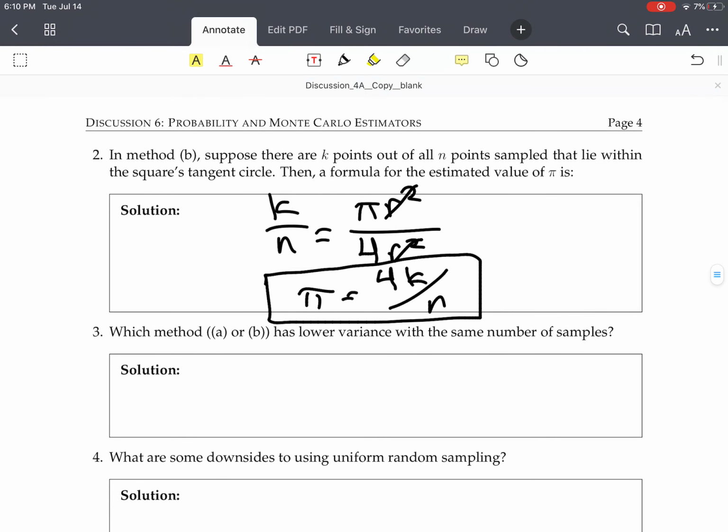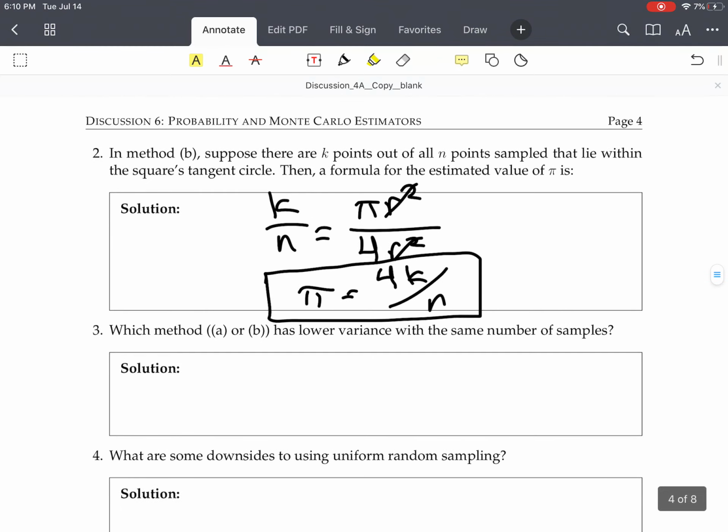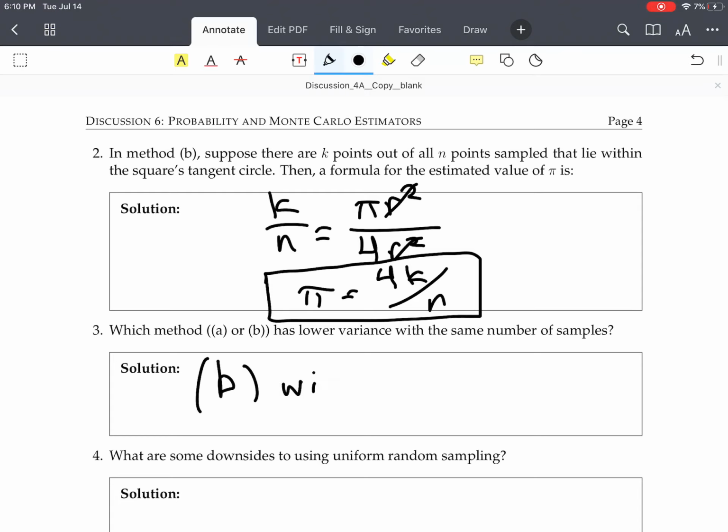Now, number 3. Which method, A or B, has lower variance with the same number of samples? The way we can do this is look at these drawings. When we sample from B, the square, a larger number of points are going to end up within the circle, because there's less of this white region around it, as opposed to the triangle, which has significantly more. Because a larger percent of these points will land within the shaded area, B will have a lower variance.